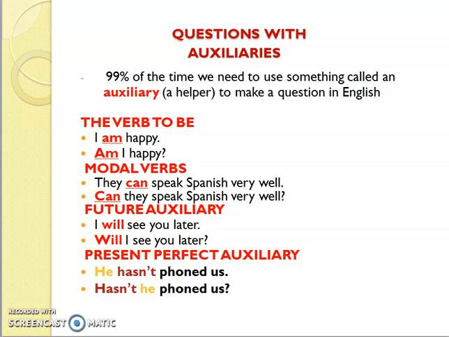Present perfect auxiliary. Dear students, we all know that the present perfect auxiliary is have, has. It is the present simple tense form of the auxiliary verb to have. He hasn't phoned us. Hasn't he phoned us? As you can see, by putting the present perfect auxiliary in front of the subject, we formed a question from this declarative sentence.